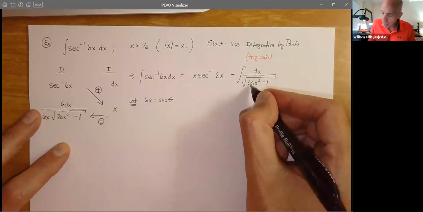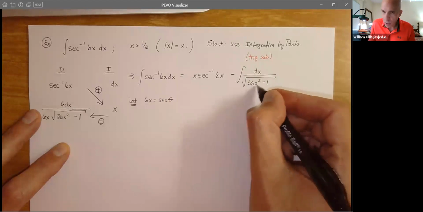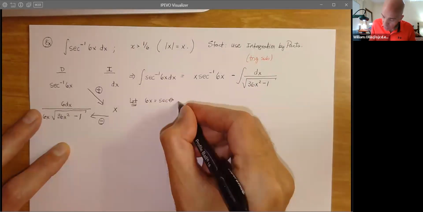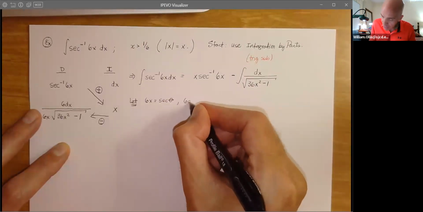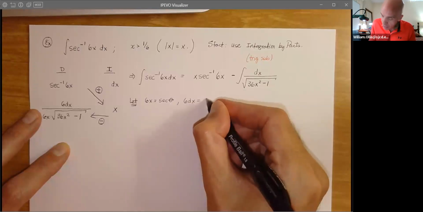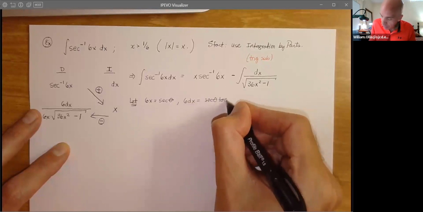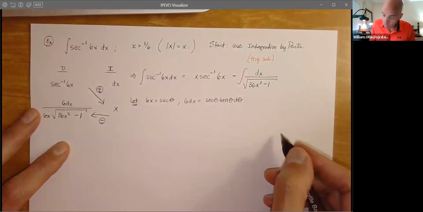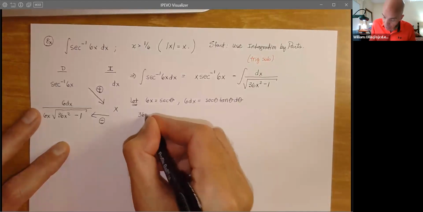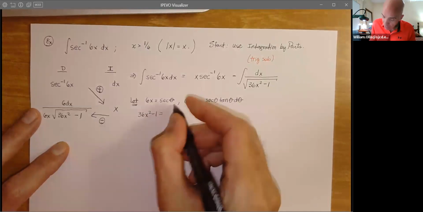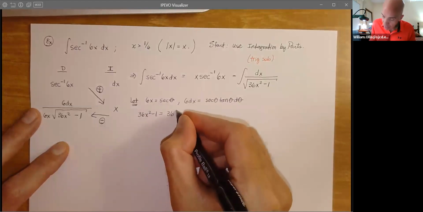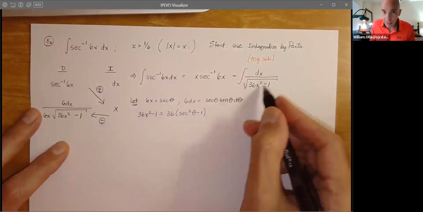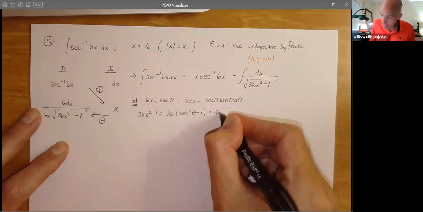Notice this is 6x quantity squared. So that's the u squared minus the a squared. So again, think of this as the u. So now we get 6 dx equals secant theta tangent theta d theta. Okay? And now, if you will, 36x squared minus 1 equals 36 secant squared theta minus 1, which is what we want. So we can get the tangent squared. So this is 36 tangent squared.